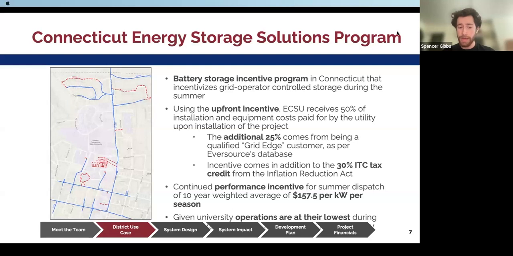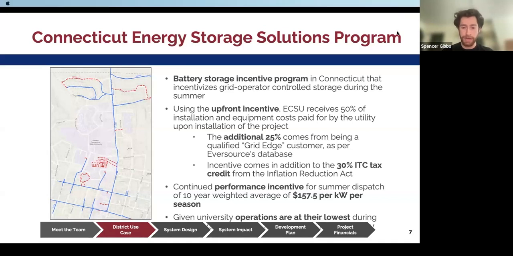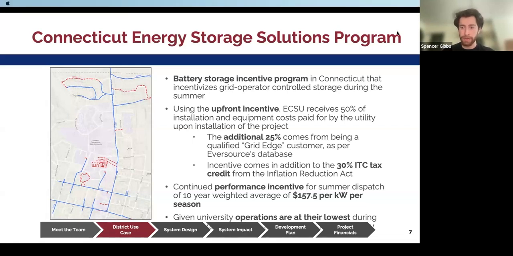In addition to that, we would also be receiving a performance incentive for giving control of the battery to Eversource during the summer. This comes to a weighted average of about $157.50 per kilowatt per season. So that is a massive boon, because over the course of the lifetime of the project, we would also have an incentive to effectively just have the project there. This is also when operations are at their lowest for the university, so the program ties really well with ECSU's load usage case. So yeah, next slide, please.